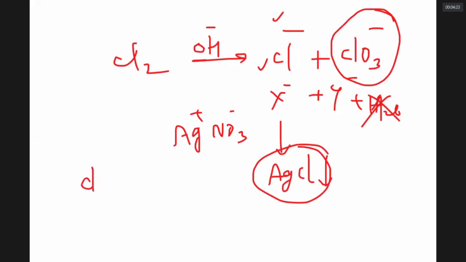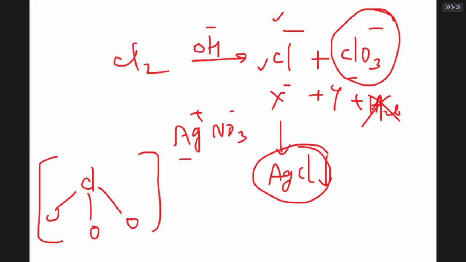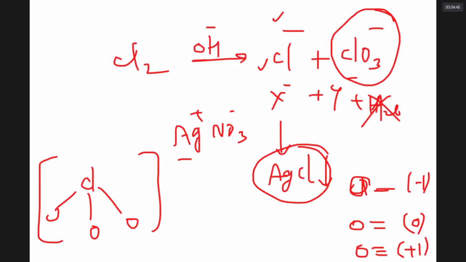In a chlorate ion, it has a total 1 minus charge. Notice whenever oxygen makes a double bond, it has no charge. Whenever oxygen is making only one bond, it gets minus 1 charge. Whenever oxygen makes 2 bonds, 0 charge. Whenever oxygen makes 3 bonds, it gets plus 1 charge. Do you know that? Yes, sir. So here there are 3 oxygens, but there is 1 negative charge. 1 negative charge means 1 oxygen has a single bond, 2 oxygens have double bonds.